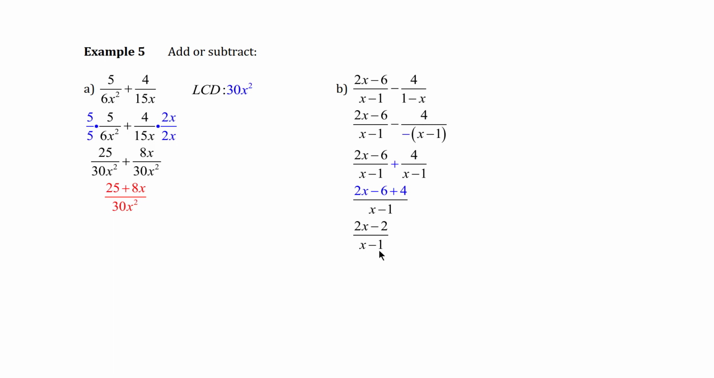Next, we could factor out a common factor of a 2 from the 2x minus 2. We get 2 times the parentheses, x minus 1, divided by x minus 1. After canceling out the common factors of the x minus 1, we get our final answer, which is 2.